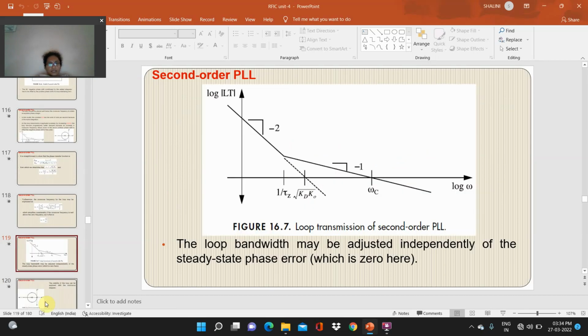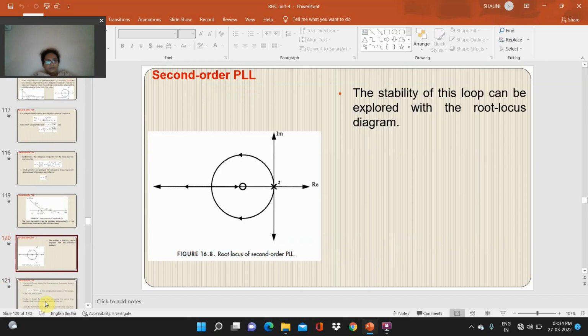Next, the loop transmission of the second order PLL should look like this. The loop bandwidth may be adjusted independently of the steady state phase error, which is zero here. The stability of this loop can be explored with the root locus diagram. Here the root locus diagram is also obtained.